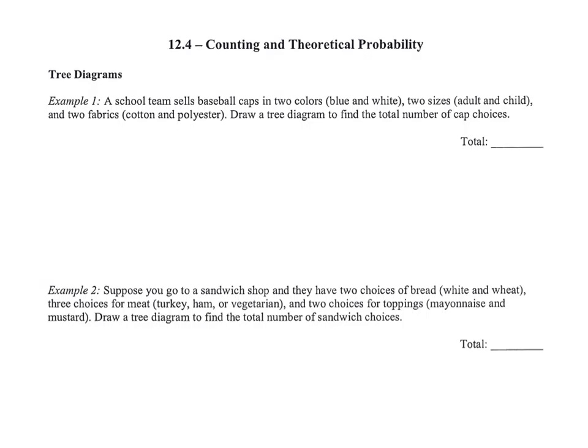Okay, here's some more tree diagrams. When you make a tree diagram, for example, a school sells baseball caps in 2 colors. Every time there's an event, you're going to list off a column. So colors, sizes, and fabrics.